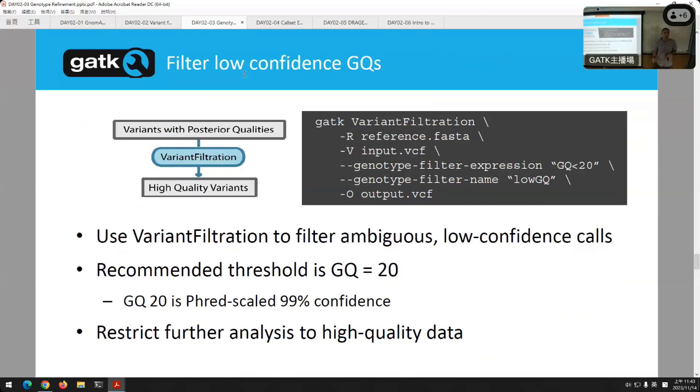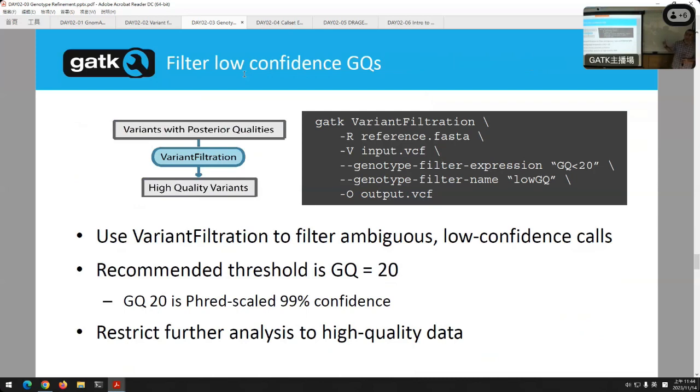What you can do is filter out a genotype. Imagine you have 10 samples in your VCF. I don't have to filter out the whole position. I can say, look, 9 of those samples are good. One of them, the data wasn't great, and I want to filter that one sample out. And that's what the variant filtration allows you to do.